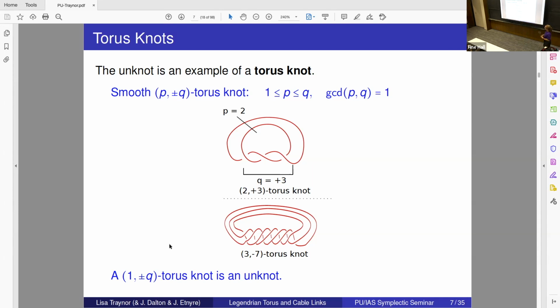P and Q are just integers. The plus or minus depends on how you're going around, like a twisting here, whether you're standing on this side going in that direction versus this direction. You could also see it in terms of orientation: if you oriented it, whether the crossings are positive or negative. Good.